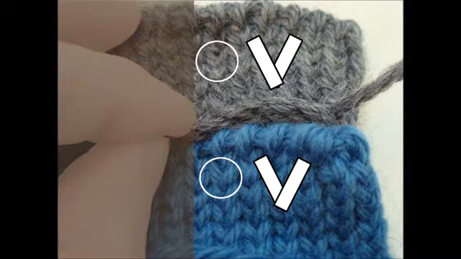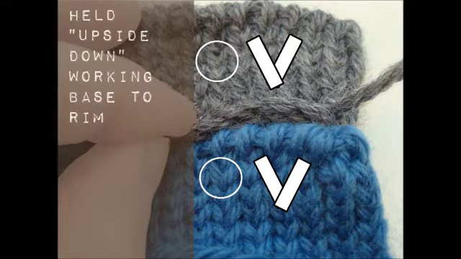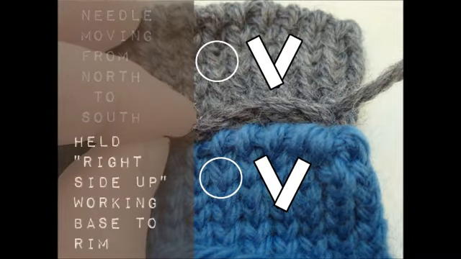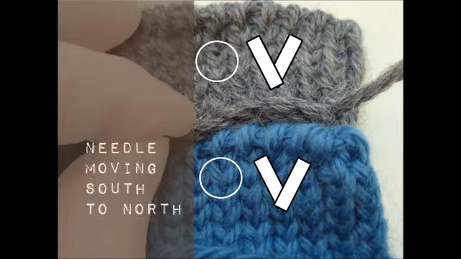In the gray sample, the piece was held upside down and worked from base to rim with the needle moving north to south and over the working thread. In the blue sample, the piece was held right side up and worked from base to rim with the needle moving south to north, but still over the working thread.